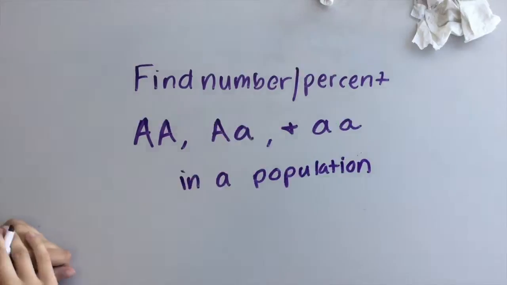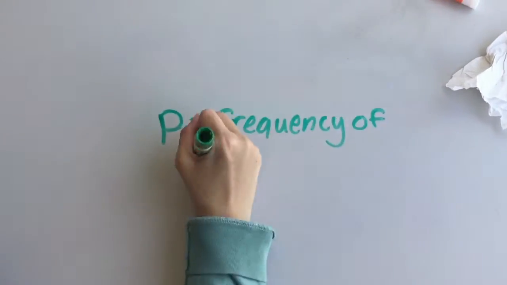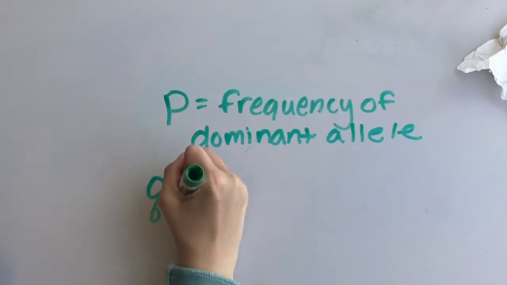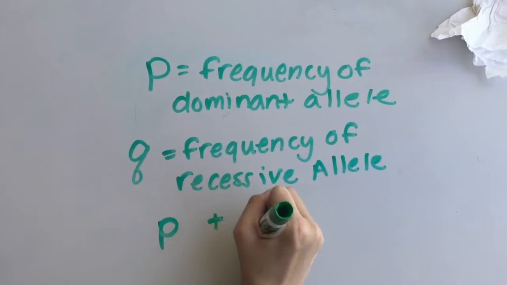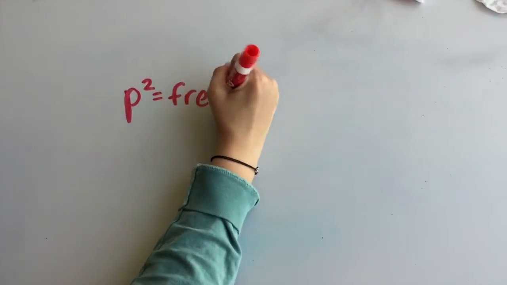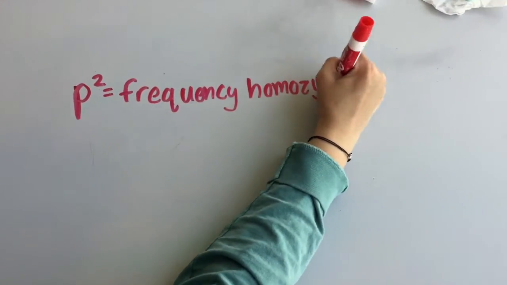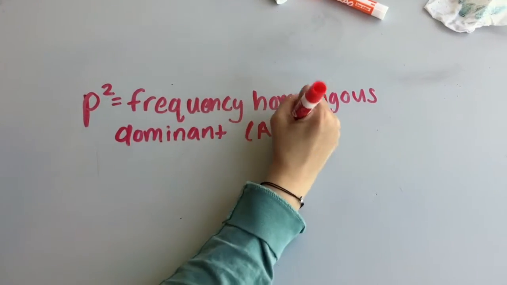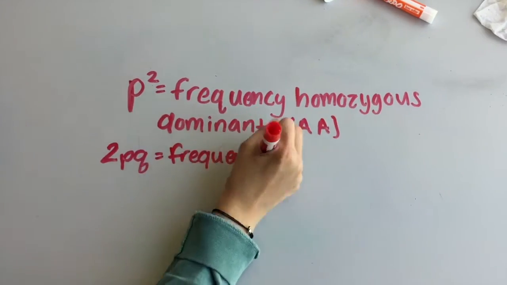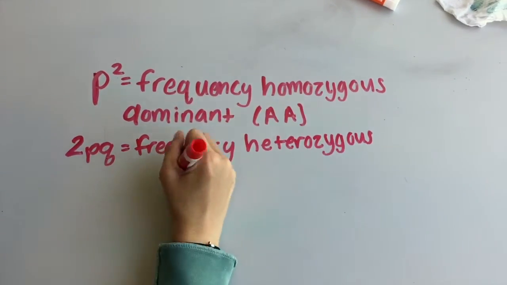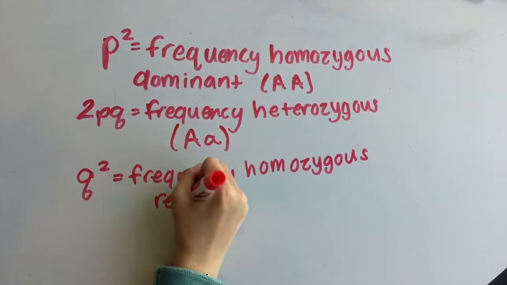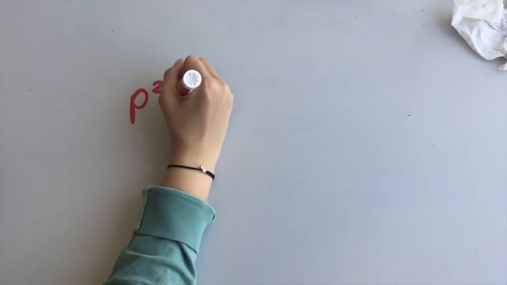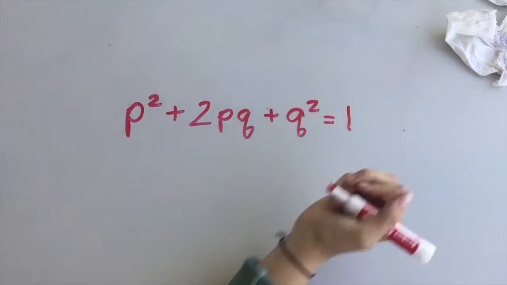Hardy-Weinberg equation: p represents the frequency of the dominant allele and q represents the frequency of the recessive allele. Because p and q added together represent all possible alleles for the gene in a population, p plus q equals 1. p squared represents the frequency of homozygous dominant individuals, 2pq is the frequency of heterozygotes, and q squared is the frequency of homozygous recessive. This makes the equation p squared plus 2pq plus q squared equals 1 true.